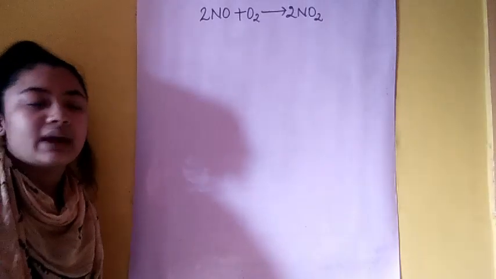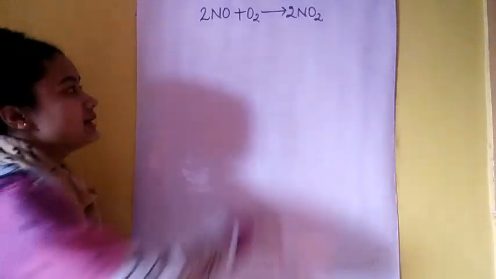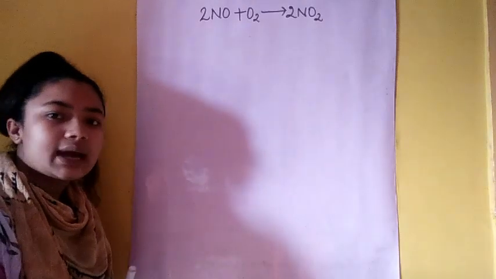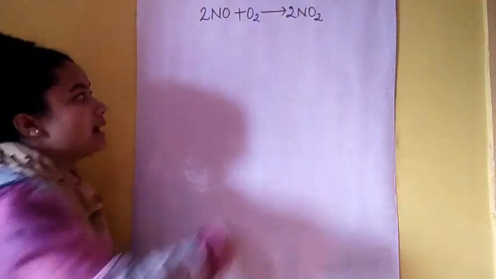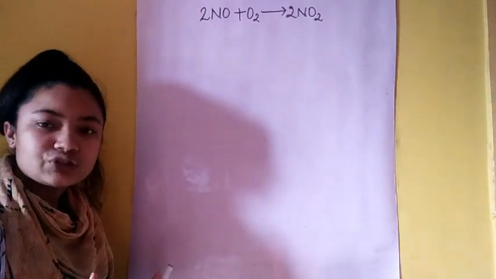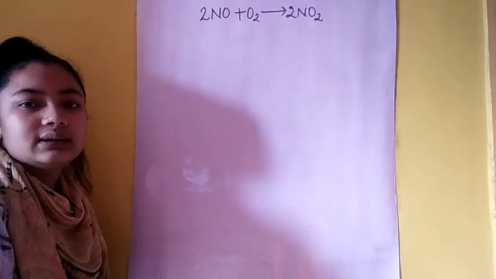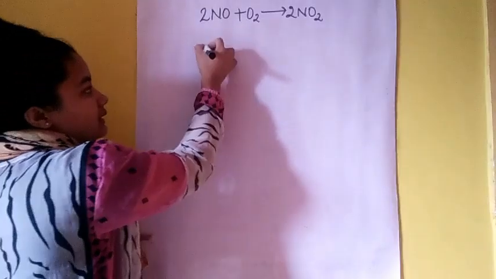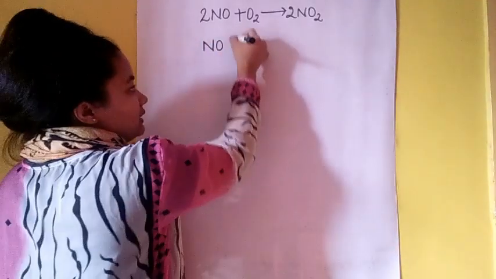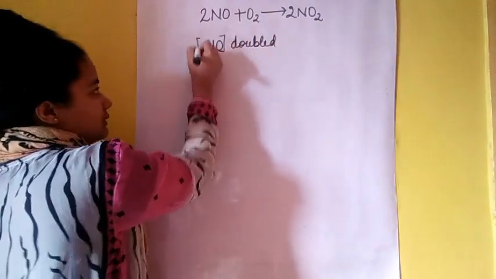Now, how do we determine the rate of reaction experimentally? We change the concentration of one of the reactants and keep the other constant. We can also calculate it by changing the concentration of both reactants. Now, for this equation, what is the experimental data, if the concentration of NO is doubled? Now the concentration is this.